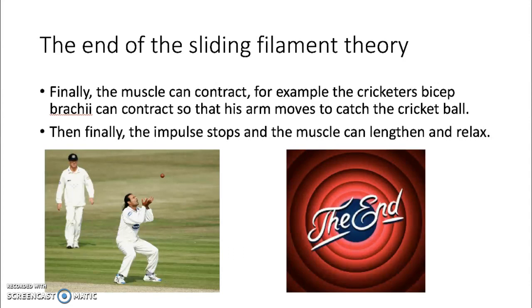Once the impulse or action potential stops after the muscle has contracted, calcium is pumped back to the sarcoplasmic reticulum and actin goes back to its resting position, causing the muscle to lengthen and relax, and troponin and tropomyosin to again cover the actin binding site.